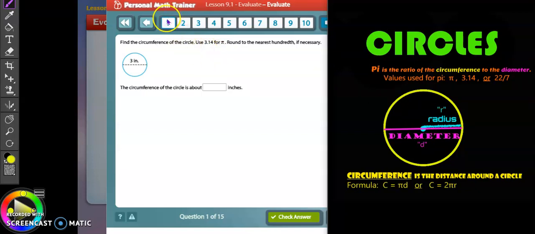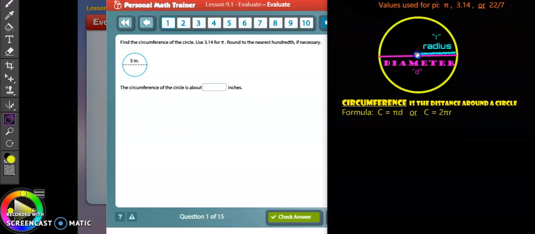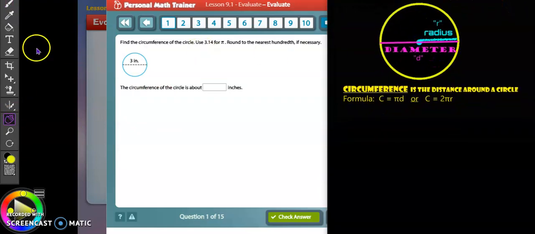So for instance, on number 1 in the personal math trainer problem, they give you this little line here. This means that this is the diameter, it goes all the way through. And it says around the nearest hundredth. The diameter is 3, so that means that all the way through here is 3. They want the radius, well, I guess they don't want the radius, but the radius would be half of that, so the radius is 1.5. Alright, but what they're asking for is the circumference. So to find circumference, I'm going to move this up a little bit so you can still see the picture.